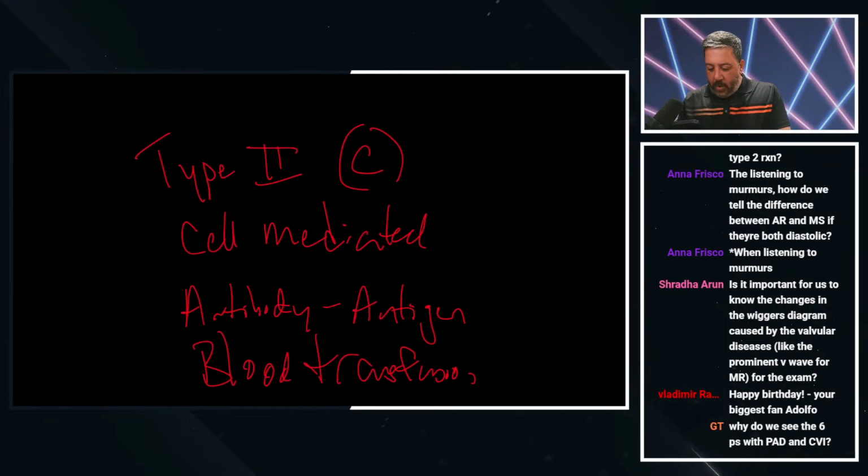Okay. Murmurs. So how do you tell the difference between AR and MS if they're both diastolic? So you have to, one, it's going to be where do you hear the sound the most? So if on the exam or any test question or when you listen to a real patient, if you hear the murmur in the upper right sternal border, that's your aortic valve area. So that's where you're going to hear it the most.